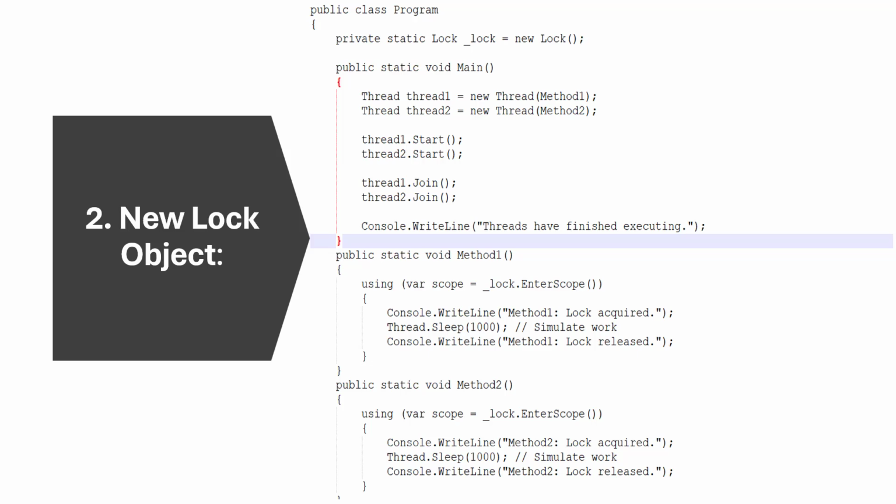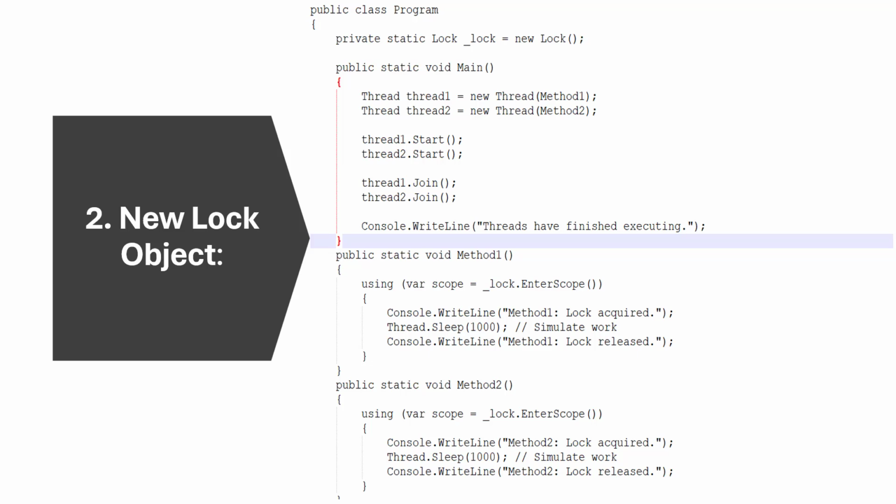You can see in the example that we have thread 1 and thread 2 in the main method, and each method, that is method 1 and method 2, has a lock EnterScope call. First of all, let me explain the lock initialization. A static instance of System.Threading.Lock is created, and the threads are created using thread 1 and thread 2, each running a separate method, that is method 1 and method 2.